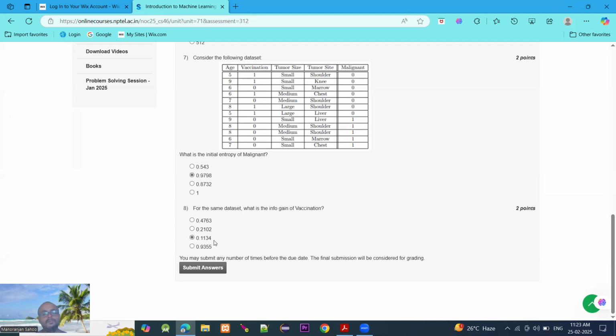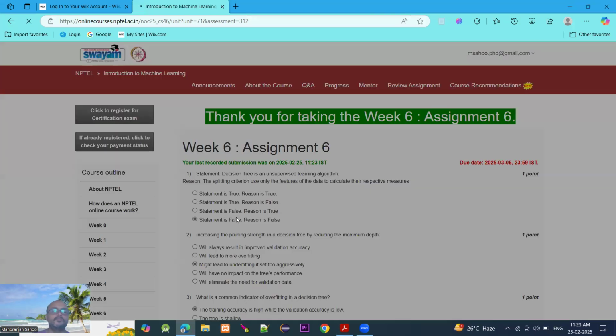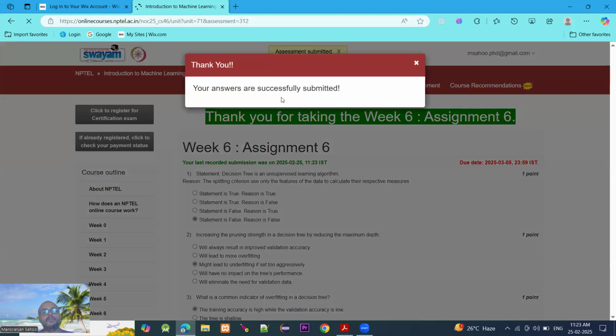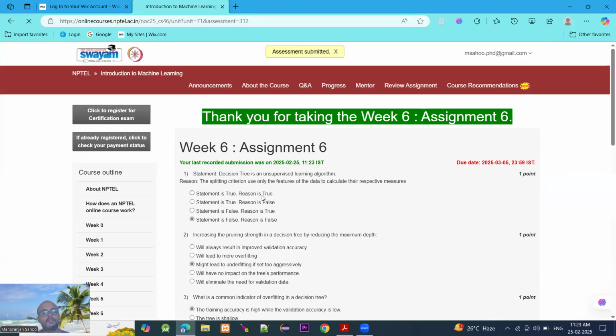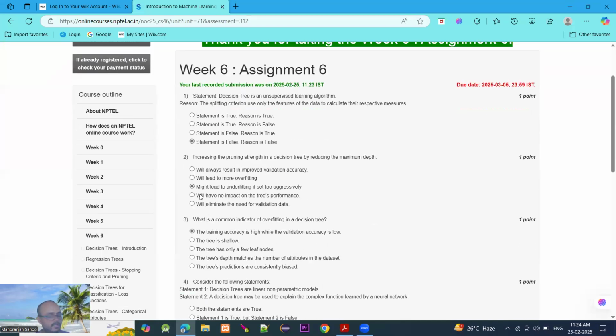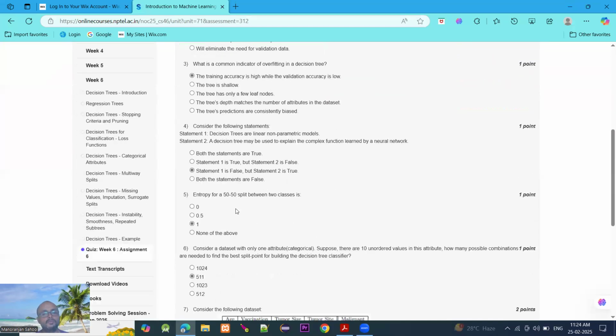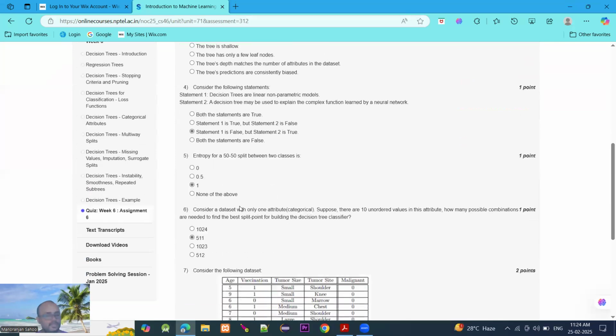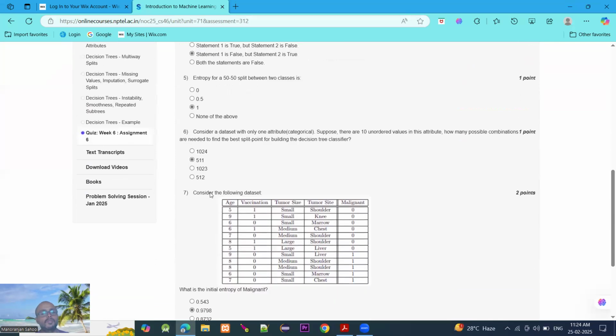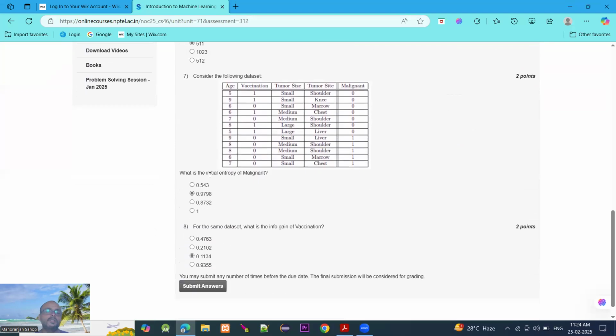Now we are going to submit our answer. The answer has been successfully submitted. Once again, we will verify our answers. Question number 1, D. Question number 2, C. Question number 3, option A. Question number 4, option C. Question number 5, also option C. Question number 6, option B. Question number 7, option B. And question number 8, option C.